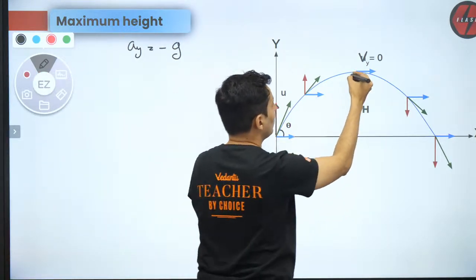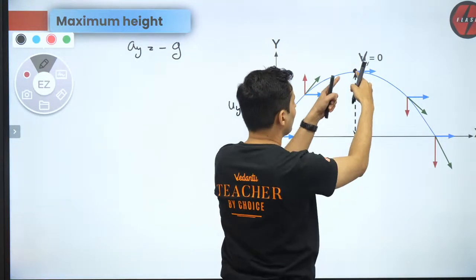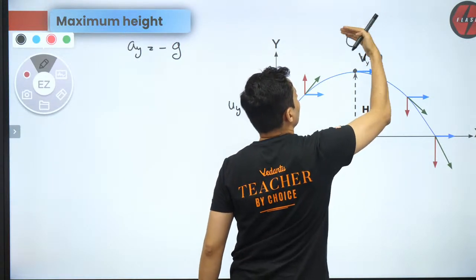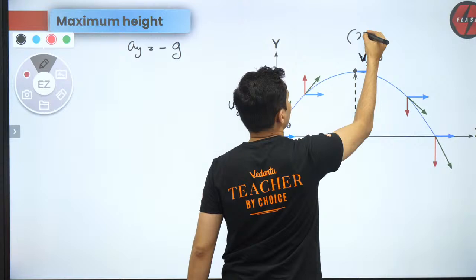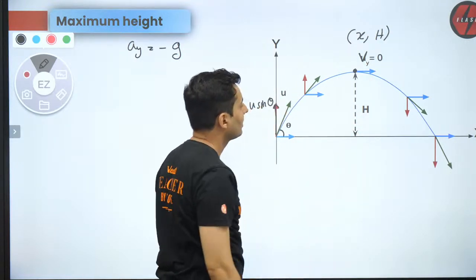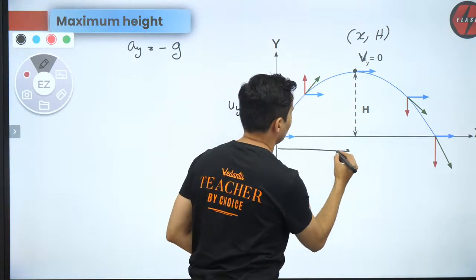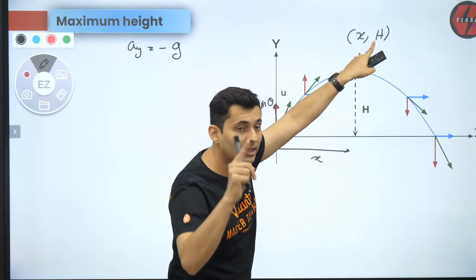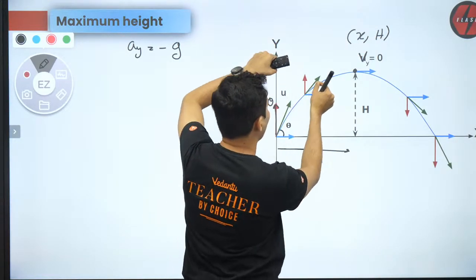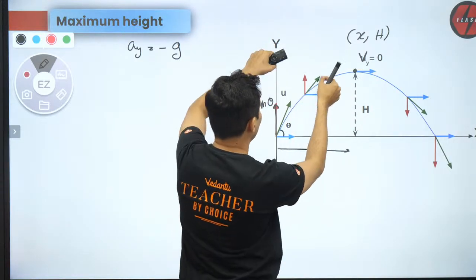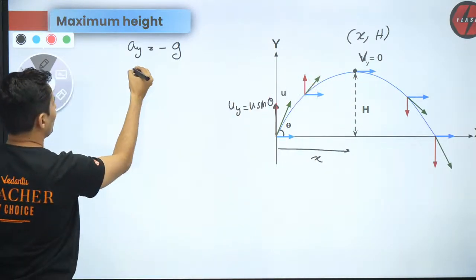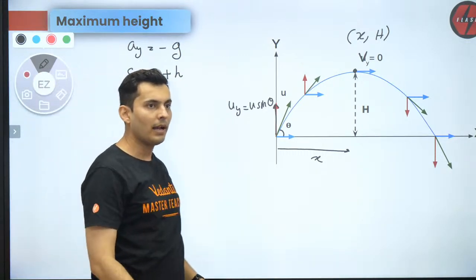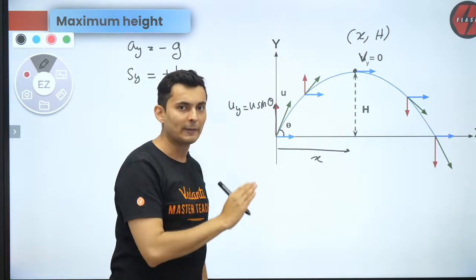And think about the coordinates of this point. The coordinates of this point, guys, what will it be? X, comma, H. X is the X coordinate and H is the Y coordinate. So this Y coordinate is also the displacement in the Y axis. Look at that, displacement in the Y axis. So Sy is basically plus H. I hope this is clear.